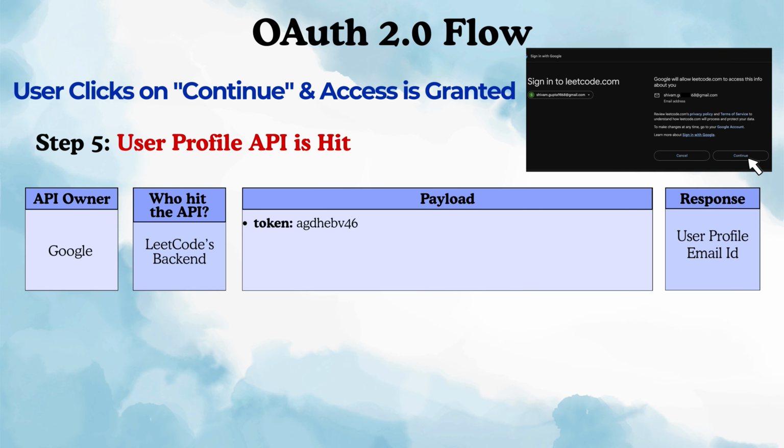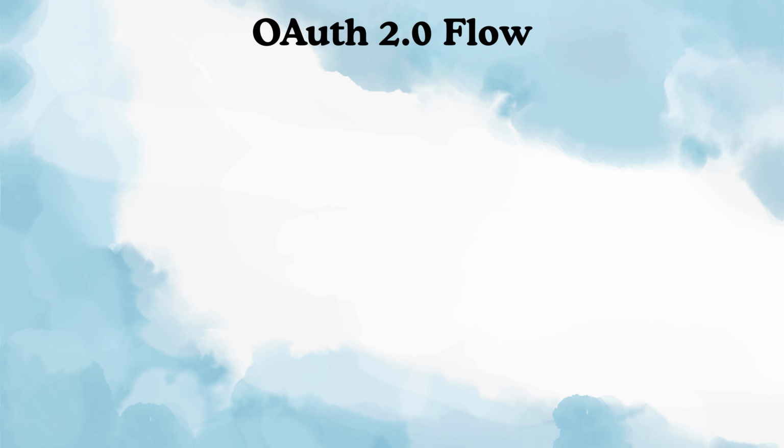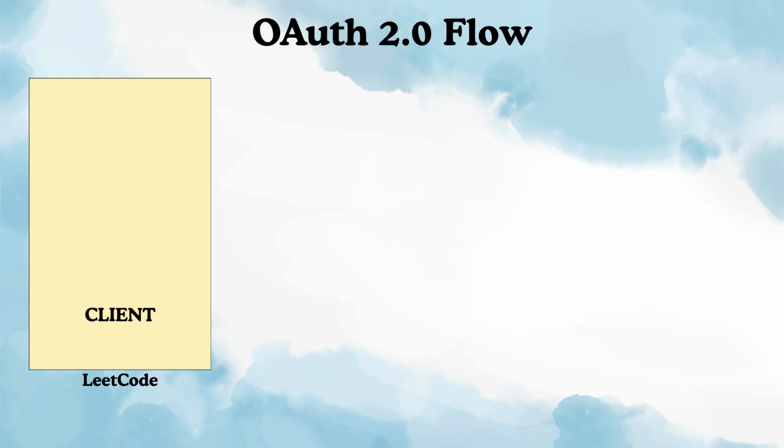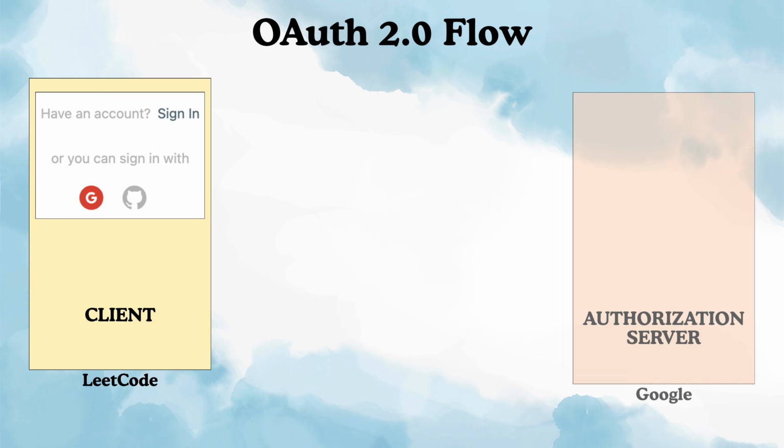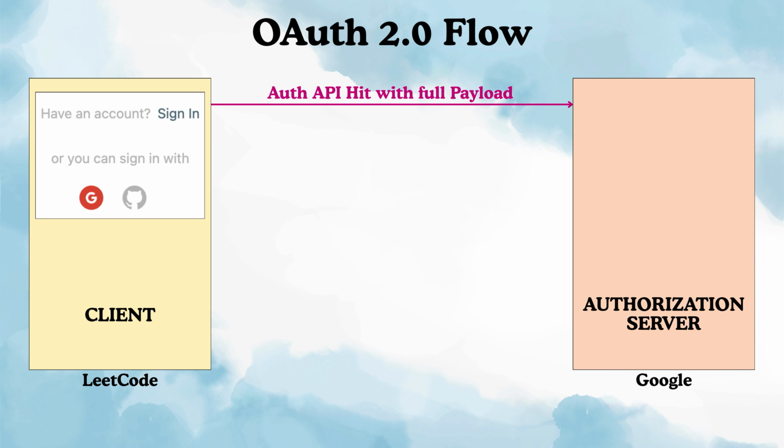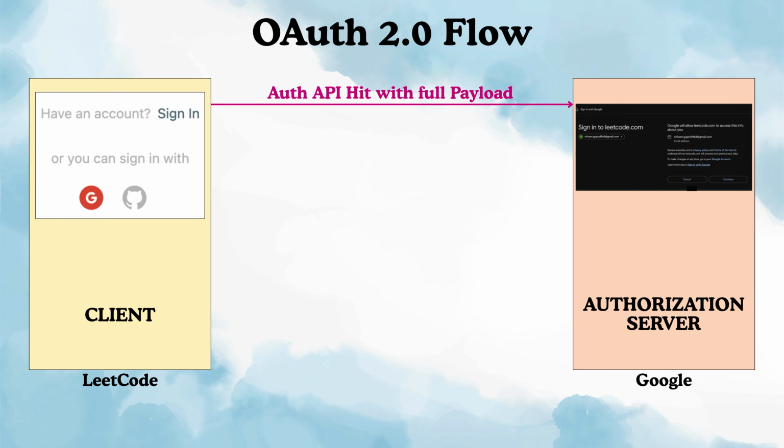Okay, this is the complete flow. Let me just repeat it from the start. In the beginning, the user is on LeetCode's website and clicks on sign in with Google. At this point, the authorization API is hit. Then the user is shown the consent screen, which allows Google to share their information. At this point, the callback API is hit and Google shares the authorization code with LeetCode.